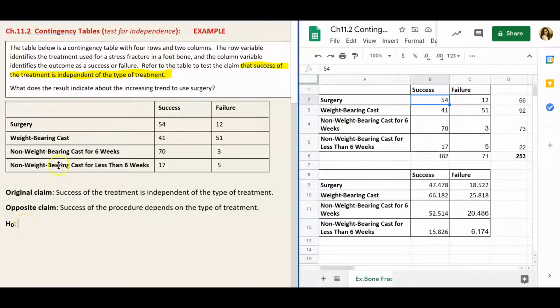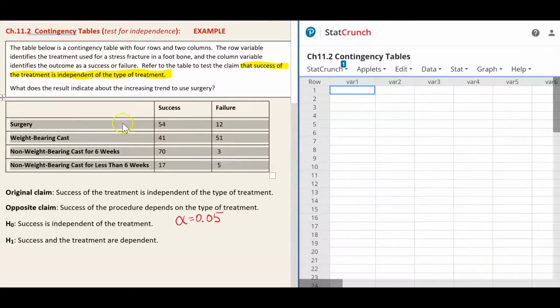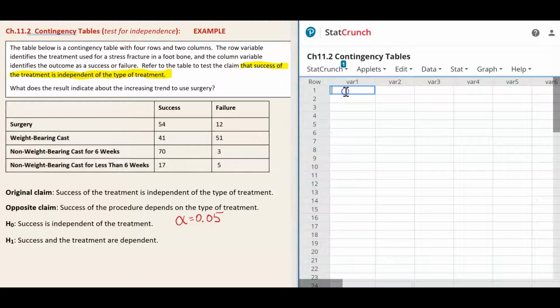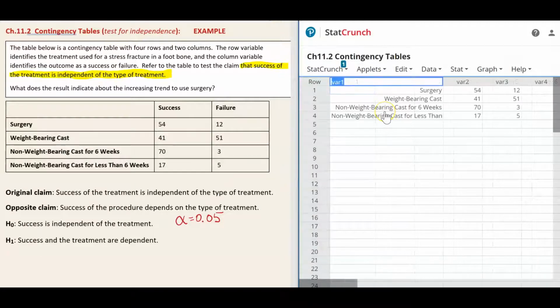The null hypothesis in a test for independence is that success is independent of the treatment. The alternative hypothesis is that success and the treatment are dependent. We are going to use a significance level alpha of 0.05, and we'll perform the hypothesis test for independence in StatCrunch. Let's copy the data from our file to StatCrunch. The first column represents treatment, the second column success, the third column failure.